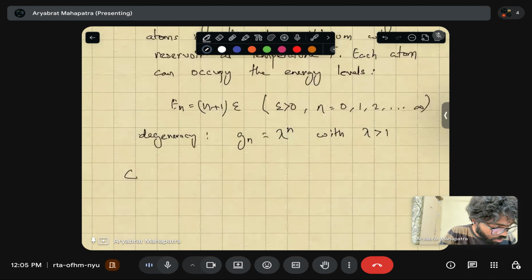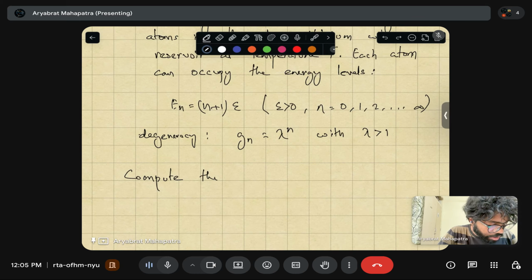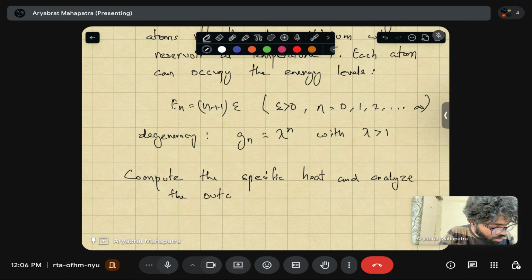Then compute the specific heat and analyze the outcome at low temperature.